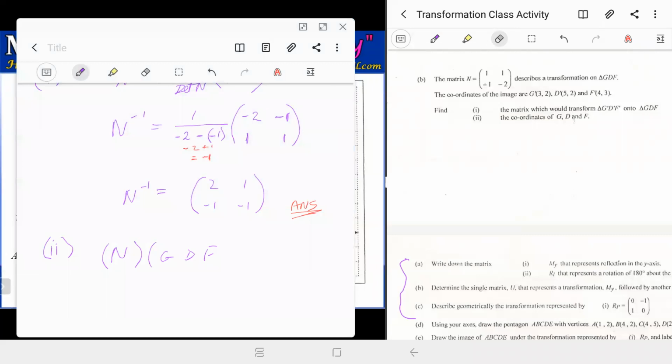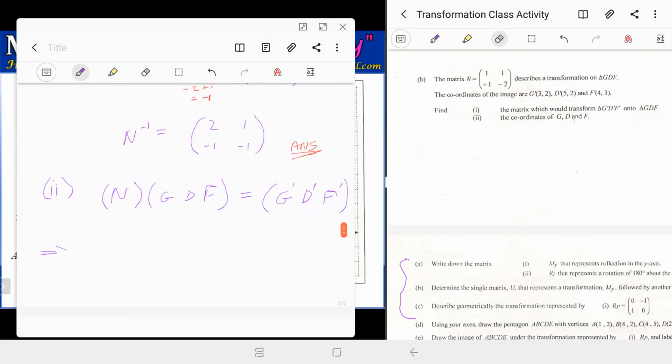All right, so the n times triangle GDF is equal to triangle G prime, D prime, F prime. That's what is happening. Therefore, that implies that n to the -1 times this is equal to this. So that's what we're going to calculate. We can say n to the -1 matrix times the image, G prime, D prime, F prime, is going to give us the object, G, D, F.